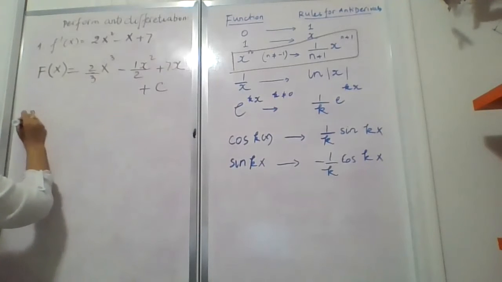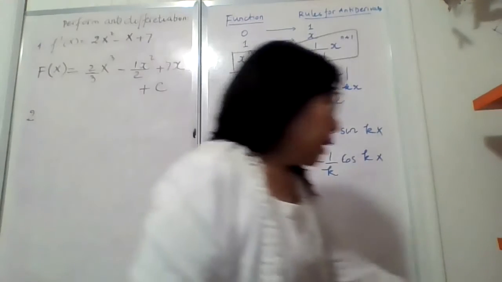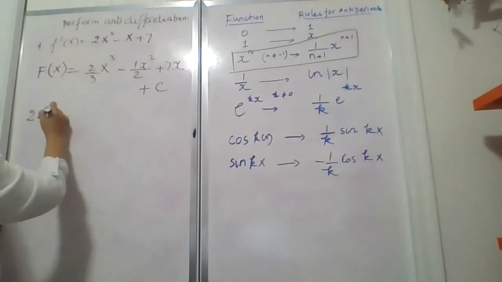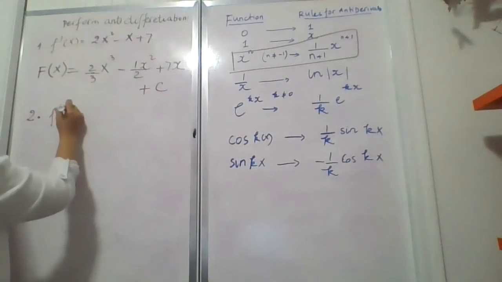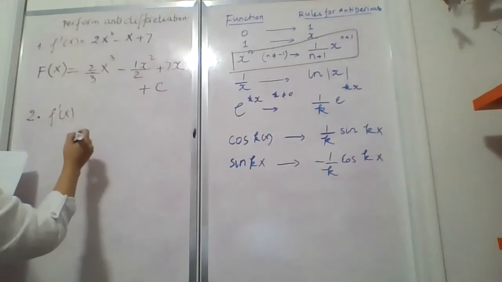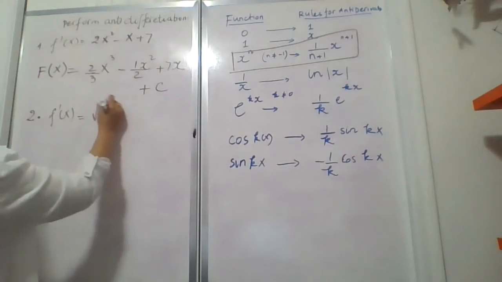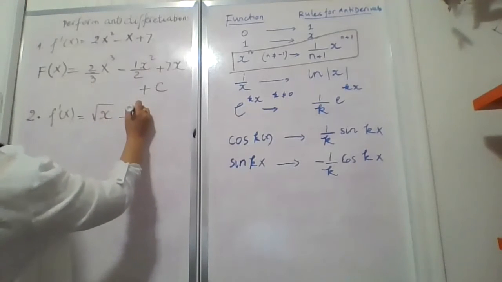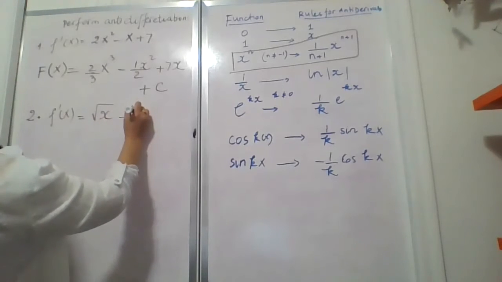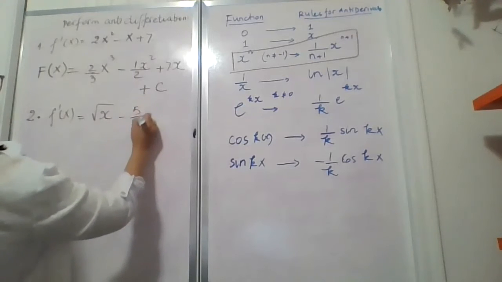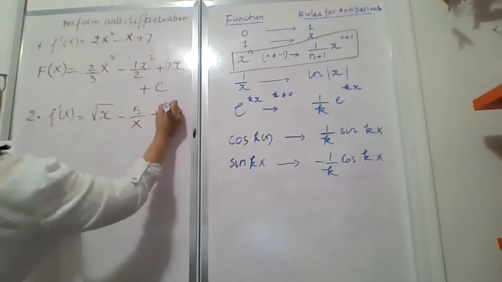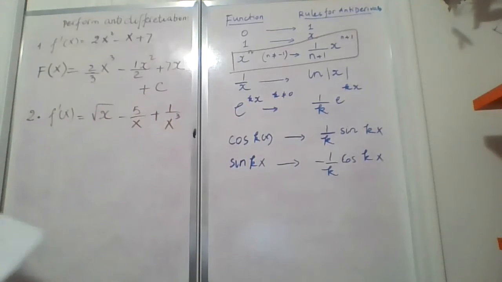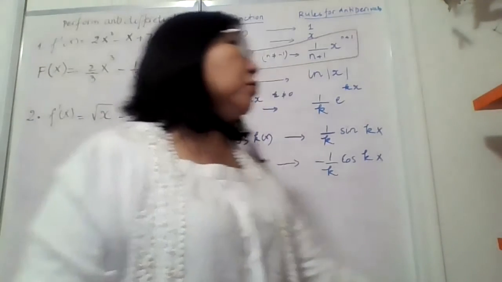So I'm going to give you another question, and this one will be a little bit harder, more complicated. Let's say you have f prime of x equal square root of x minus 5 over x, adding with 1 over x to the power 3. So this is getting a little bit more complicated, right? How are we going to do this question?